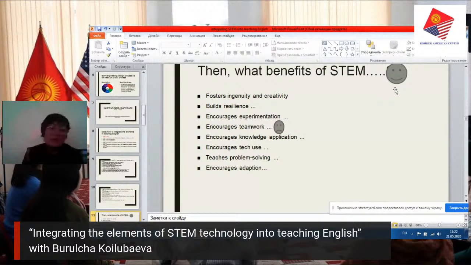The next is build resilience. In this case I think it means flexibility, so that students will be flexible to listen to each other while working in teams. And the next is encouraging experimentation and teamwork. That's very essential. But during my presentation I was speaking about how it fits quarantine time, when teamwork was difficult to organize.